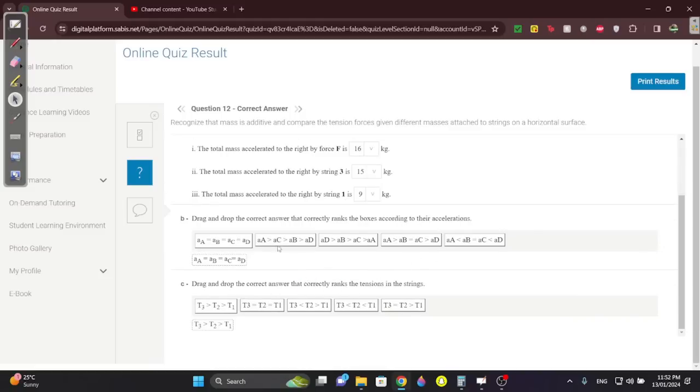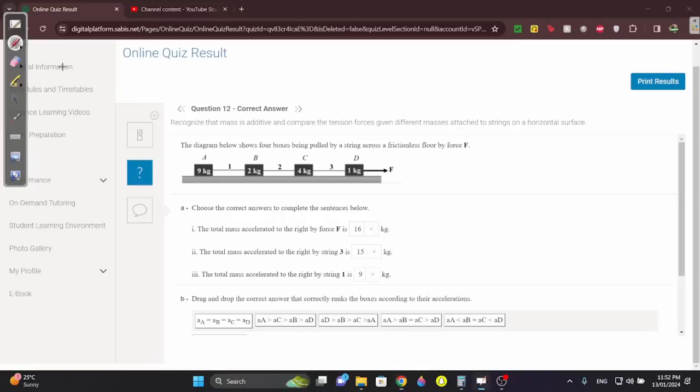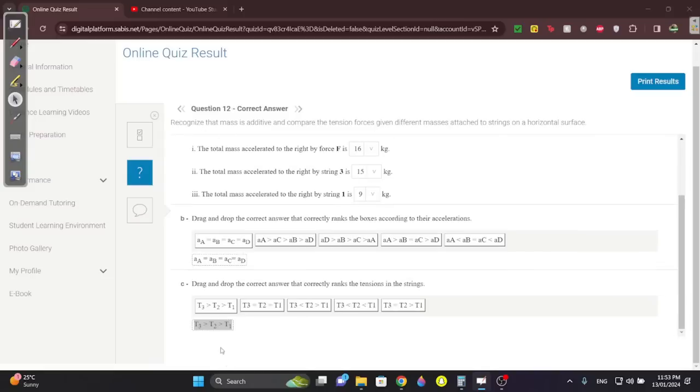Drag and drop the tension forces. Tension 3 is greater than tension 2, greater than tension 1. Why are we saying tension? Because these are strings, they're ropes. Why are we saying tension 3 is greater than 2 than 1? Because look, string 3 is pulling A, B, and C. It's pulling all of this 15 kilos. String 2 is pulling only 9 and 2. String 1 is only pulling 9. So surely the greatest force will be the one pulling the greatest mass, which in this case is 3, followed by 2, followed by 1. Okay?